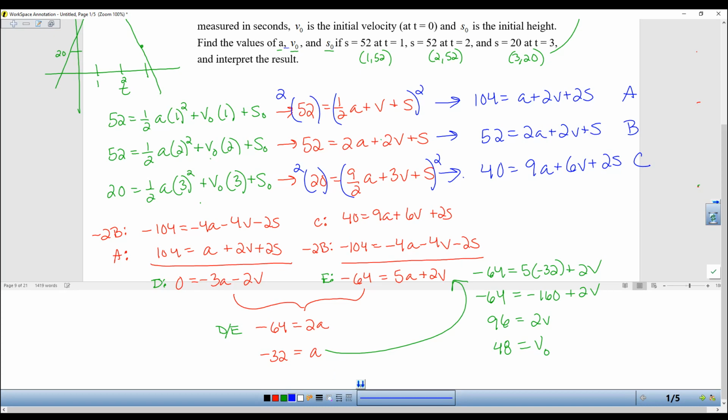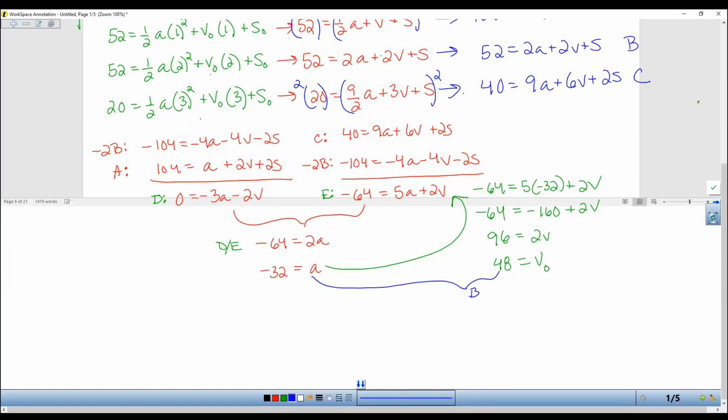I choose equation B. So I'm going to put these into equation B, which is 52 is equal to 2 times A plus 2 times V plus S, and that's how I'm going to get my S. So this is 52 is equal to negative 64 plus 96. 52 is equal to 96 minus 64 is 32 plus S, so S is equal to 20.